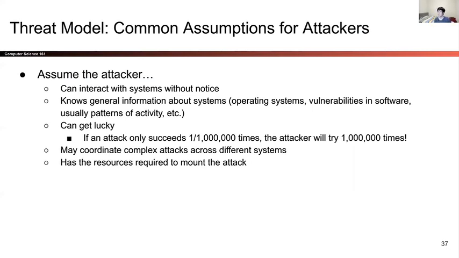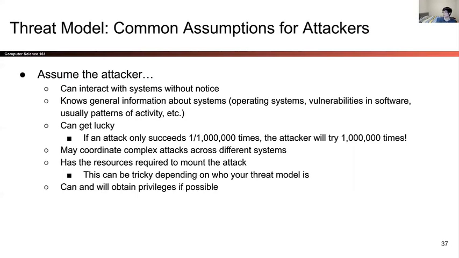Now, this is a little bit finicky because depending on your threat model, this might be a lot of resources, or this might just be their single computer on their home network. But you should assume that they have whatever resources they will attempt as their threat model. Oh yes, and you should assume that they can and will obtain privileges if possible. So if there's an opportunity for them to create a foothold in your network or some sort of privilege, you should assume that they will do that.